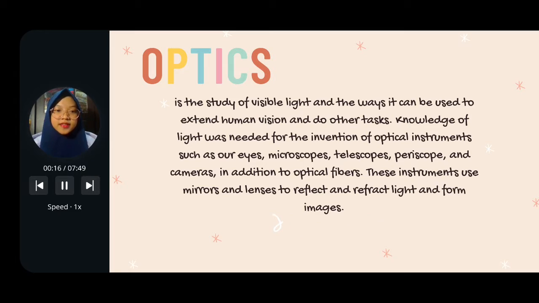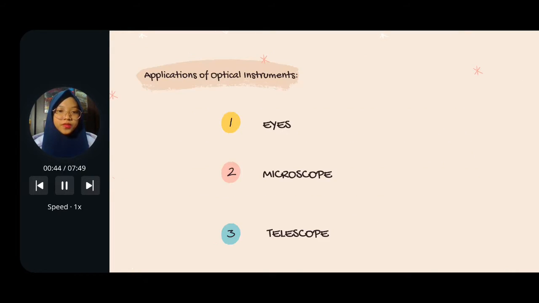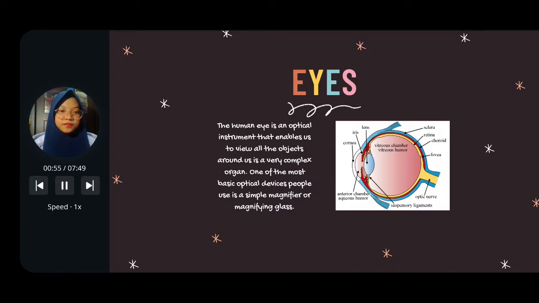First, optics is the study of visible light and the ways it can be used to extend human vision and do other tasks. Knowledge of light was needed for the invention of optical instruments such as our eyes, microscopes, telescopes, periscope, and cameras, and in addition, the optical fibers. These instruments use mirrors and lenses to reflect and refract light to form an image. So, in this video, we will discuss the application of optical instruments in eyes, microscope, and telescope.